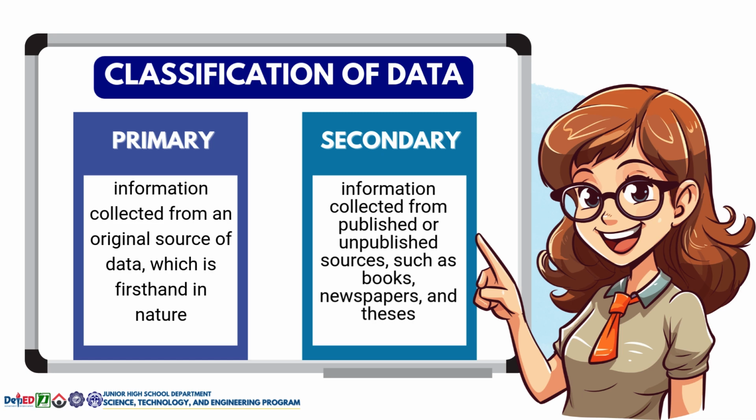Data can be classified as primary or secondary data. Primary data includes information collected from an original source of data, which is first-hand in nature. Secondary data includes information collected from published or unpublished sources, such as books, newspapers, and theses.